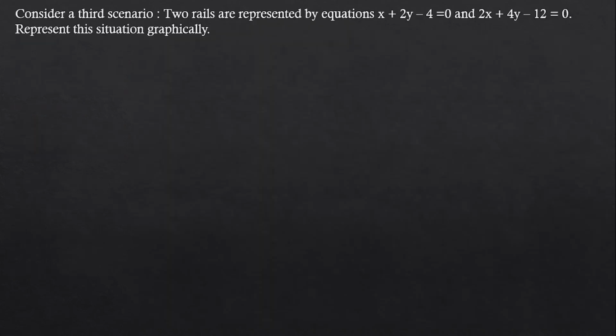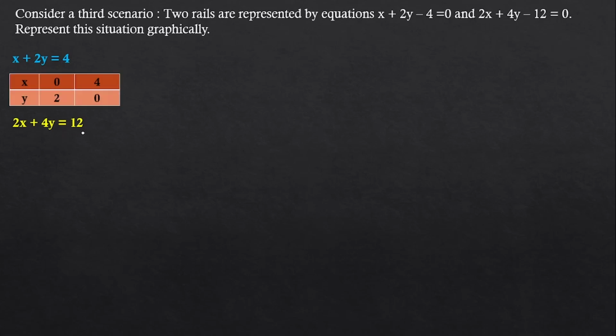Here they have said two rails are represented by the equations x plus 2y minus 4 equals 0 and 2x plus 4y minus 12 equals 0. Represent the situation graphically. Here they are asking us to represent this scenario directly, so we will see the graph first. x plus 2y minus 4 is equal to 0 can also be written as x plus 2y is equal to 4, and 2x plus 4y minus 12 is equal to 0 can also be written as 2x plus 4y is equal to 12. We get two corresponding solutions for both the equations.